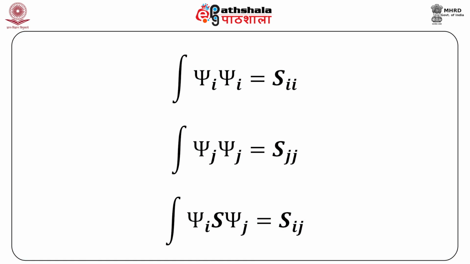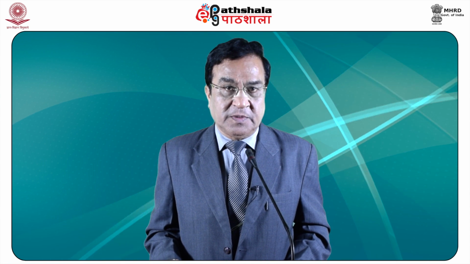Similarly, we can define S_ii or S_jj corresponding to the integrals of psi i squared d tau or psi j squared d tau, and the corresponding S_ij would be the integral of psi i star psi j d tau. But if we are assuming them real, then there is no problem. We need not even use psi i star or psi j star.